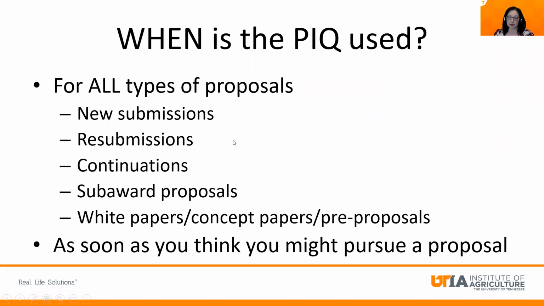When is the PIQ used? It's used for all types of proposals, new submissions, resubmissions, continuations. It's also used for subaward proposals when we are going to be a subaward institution to another university. And then we also want this to be used when you are submitting a white paper, concept paper, pre-proposal letters of intent, those kind of quasi-proposals. Most of those do require OSP involvement because many of those must be submitted via grants.gov or an agency website that OSP has to do that submission.